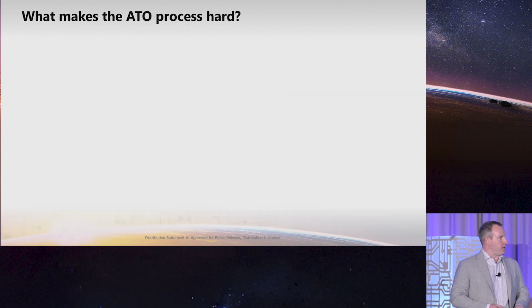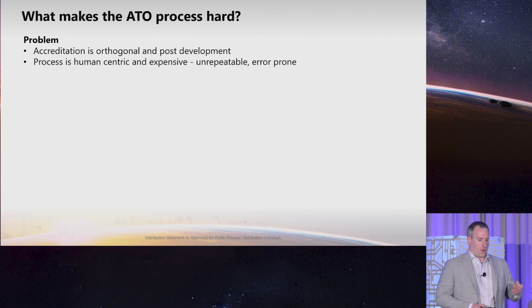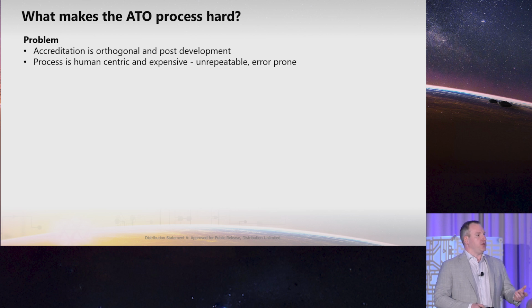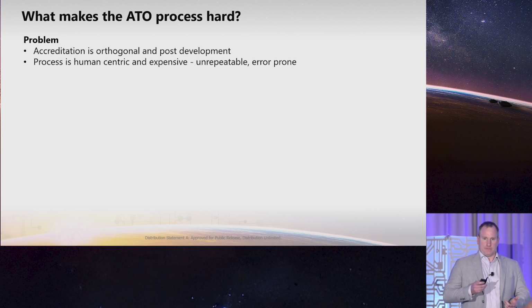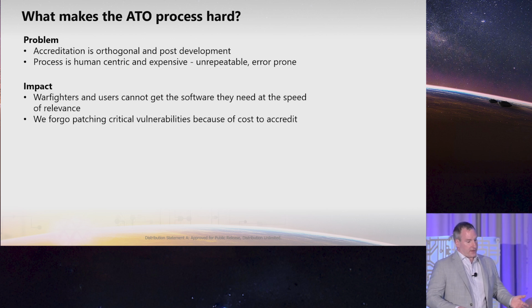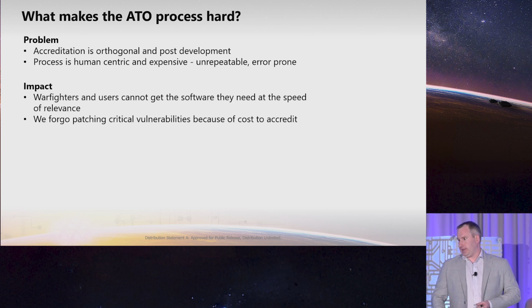So what does that really entail? What makes it so hard? The problem is the accreditation problem has become orthogonal to and after the development process. Because of that, it becomes very human-centric, which inherits all the problems that humans have, right? It's unrepeatable, error-prone, non-deterministic. It becomes relationship-based, which is exactly what, with formal methods, we don't want. What does that turn into? The warfighters and users can't get the software they need at the speed of relevance.